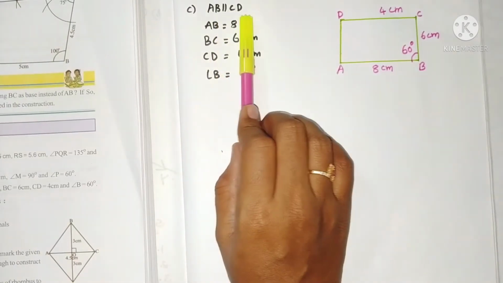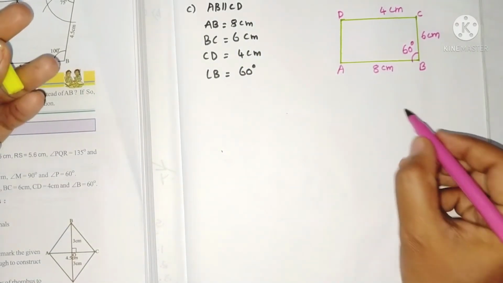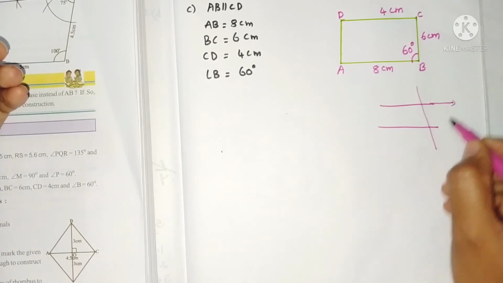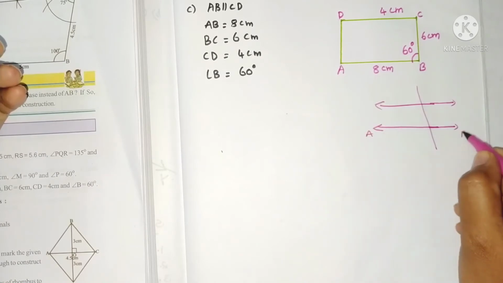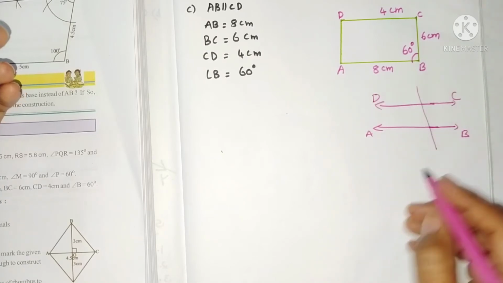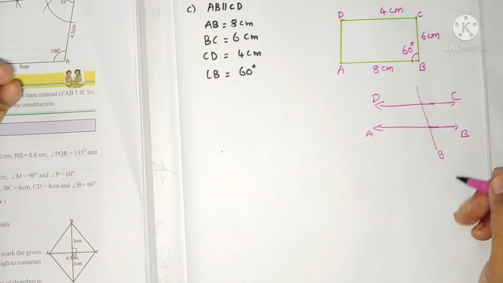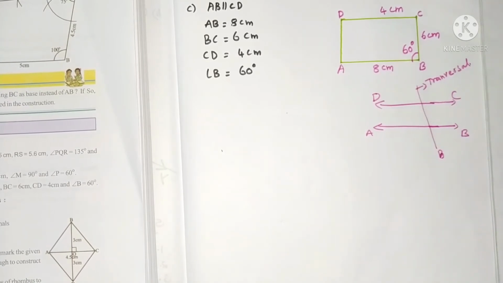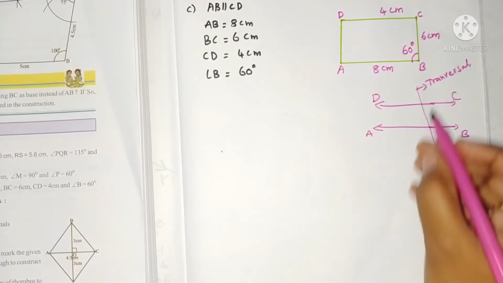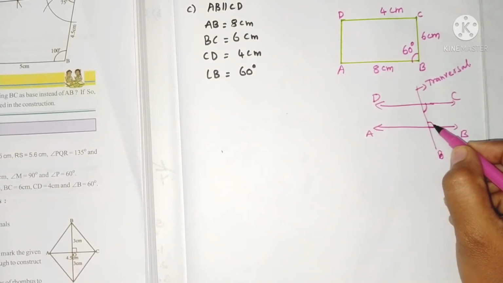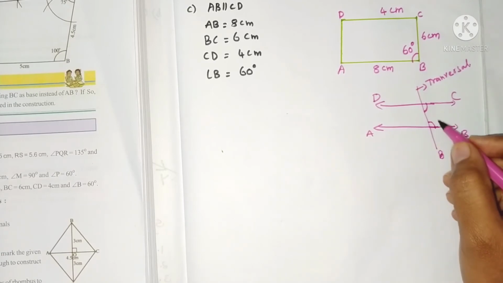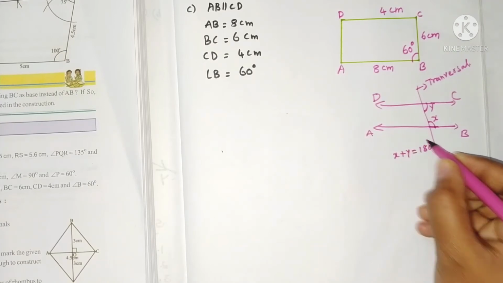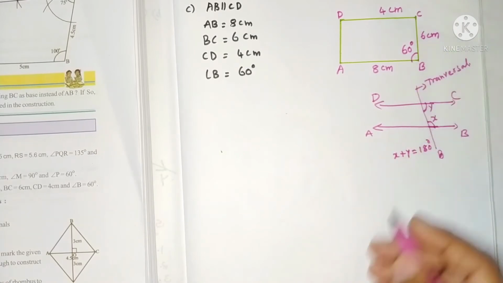So here they are telling AB parallel to CD. AB parallel to CD means these two are parallel, and this BC is one line, so this is the transversal line, right? This is AB and this is CD and it is some line BC. If any line is like this, it is called a transversal. Transversal line means the angles lying on the same side of this transversal line, this angle B and this angle C, are supplementary. That means the sum of these two angles is 180. If I call this X and this Y, then X plus Y is 180 degrees because this is a transversal line.